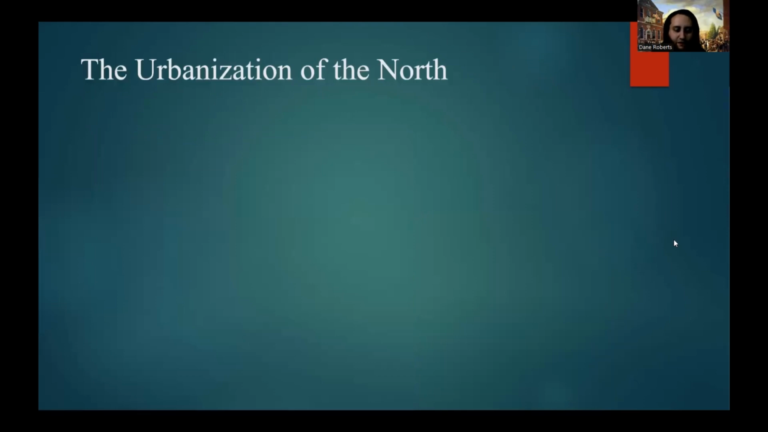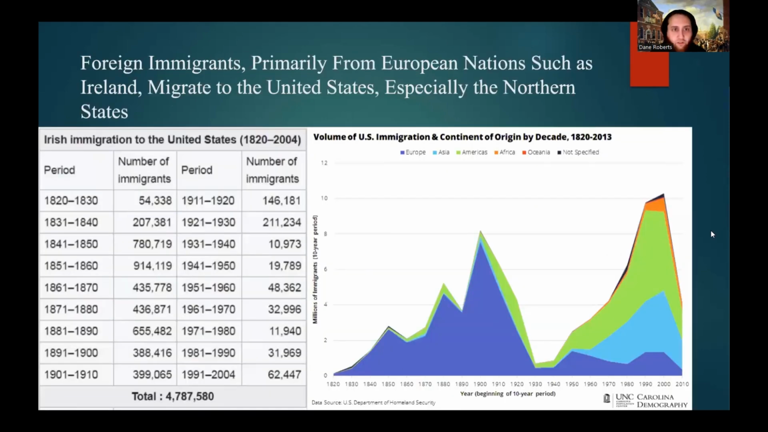Now this brings me to the northern states in the United States during the Jacksonian era, specifically the urbanization of the northern states. During the Jacksonian era, foreign immigrants, primarily from European nations such as Ireland, would begin to migrate to the United States, especially the northern states.